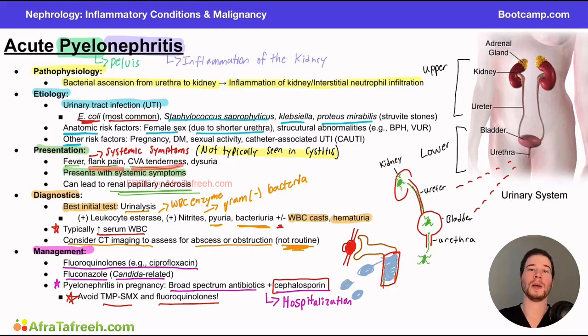These are going to lead us to work up this patient by getting various labs, including a urinalysis, which is likely to show us, but not always, a positive leukocyte esterase, a positive nitrite, and potentially some white blood cell casts as well, indicating there's actual renal tubule involvement.